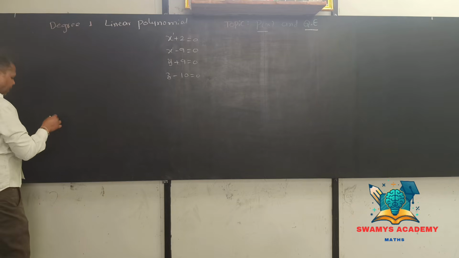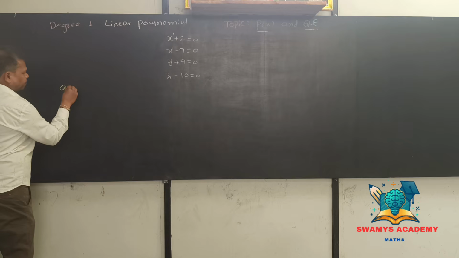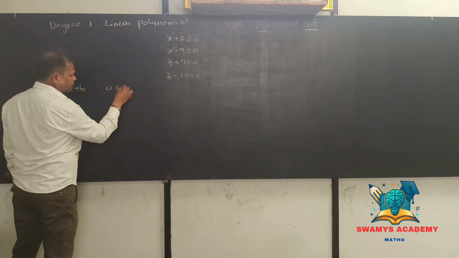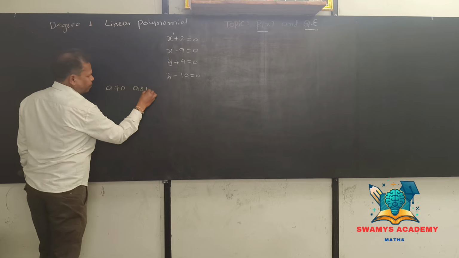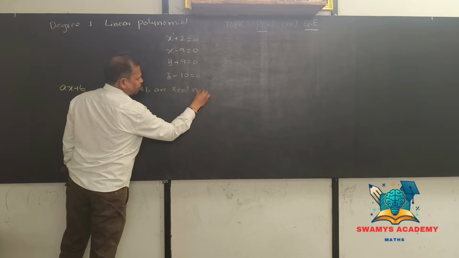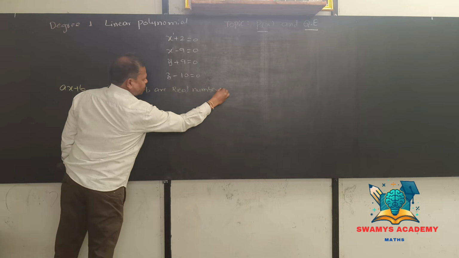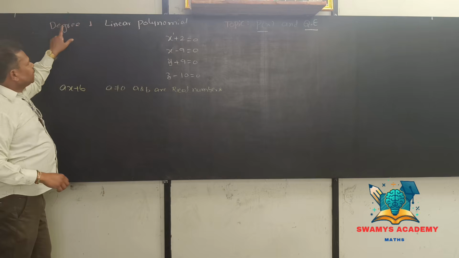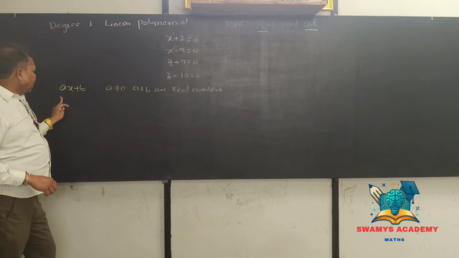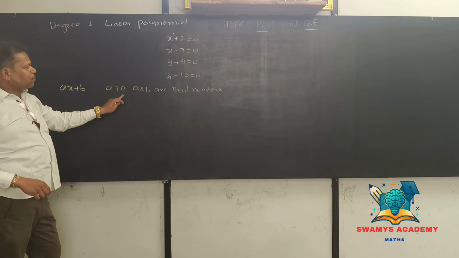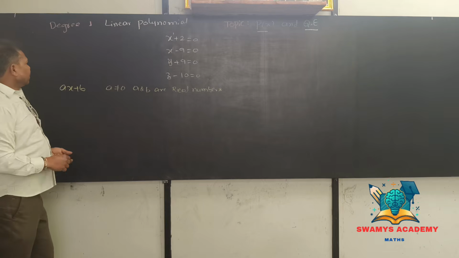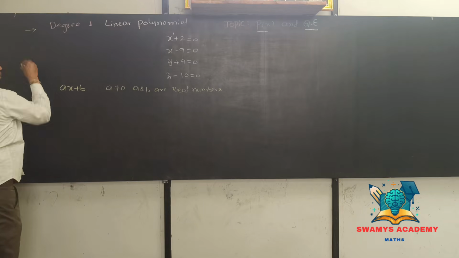The standard form of the linear polynomial: ax plus b, where a is not equal to 0, and a and b are real numbers. Once again, if the degree is 1, that will be called a linear polynomial. We can take integers also. This is the first definition in the polynomial.